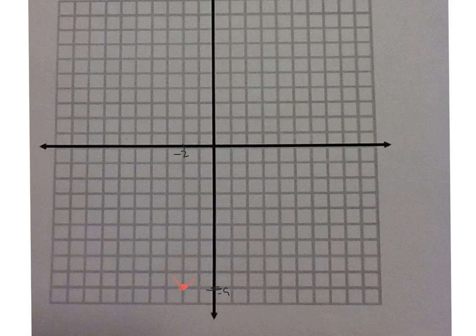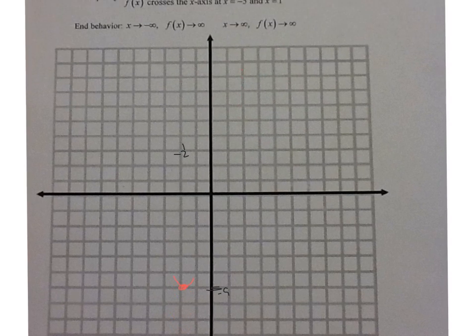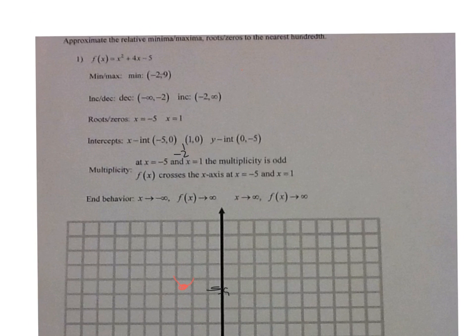All right, so now let's take a look at what else we have. So I'm going to move the graph down, but my writing will stay. All right, so I'll move it back. All right, so now I have my roots. My roots are at -5 and 1. All right, so what I want to look at here is how it's going to cross the x-axis. That's the multiplicity. So look at -5 and at 1, my multiplicity is odd. So remember, when the multiplicity is odd, it's going to cross the x-axis at -5 and +1.